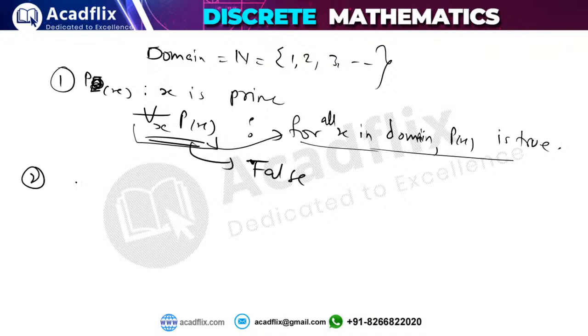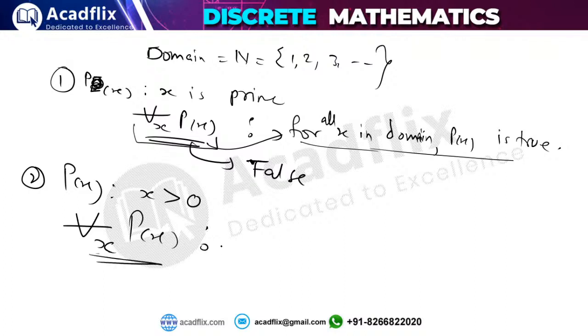Let me give you another formula. Let me give you another P(x): x is greater than 0. This is another predicate I am giving you, and now I am asking for all x P(x). Now tell me the truth value of this.